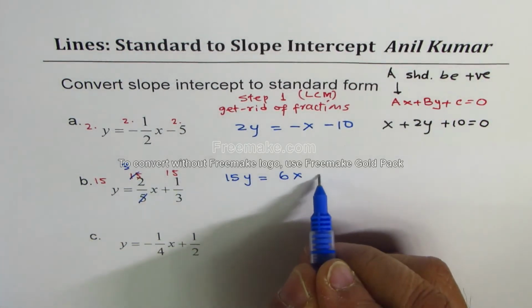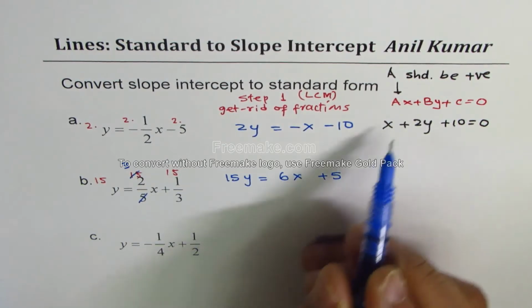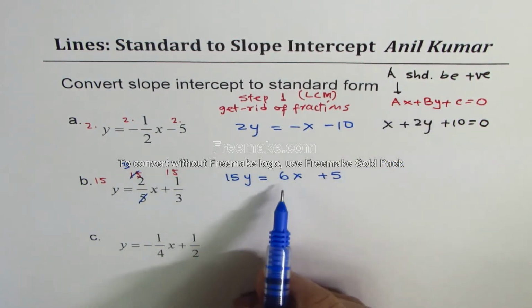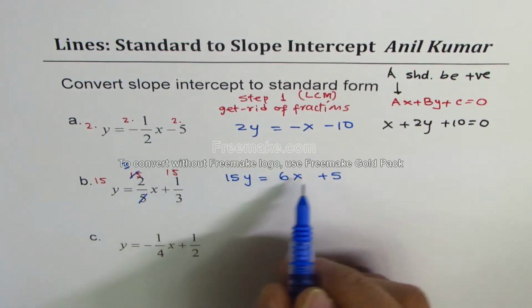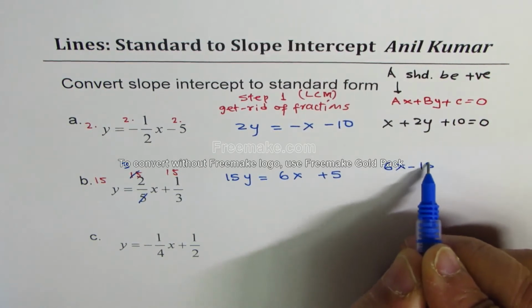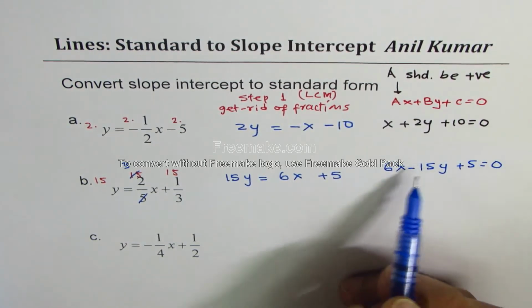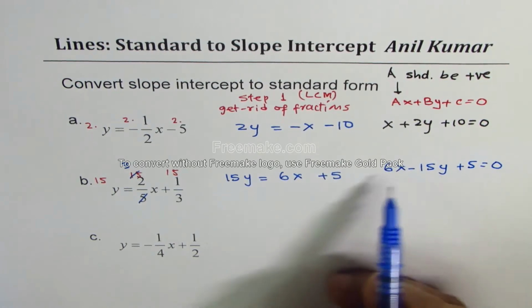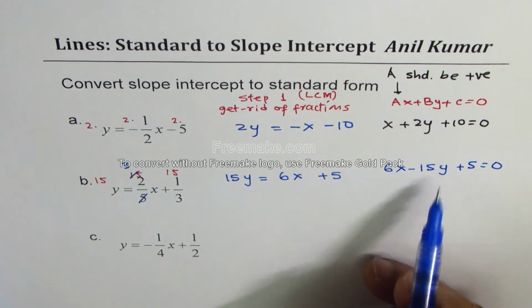Plus 5. You have to bring all the terms to one side now. Write in the form ax plus by, keeping the coefficient of x positive. I prefer to take this on the right side and write it as 6x minus 15y plus 5 equals 0. So you can still write 0 on the right side instead of the left. Do you get the idea? So that is how it should be done.